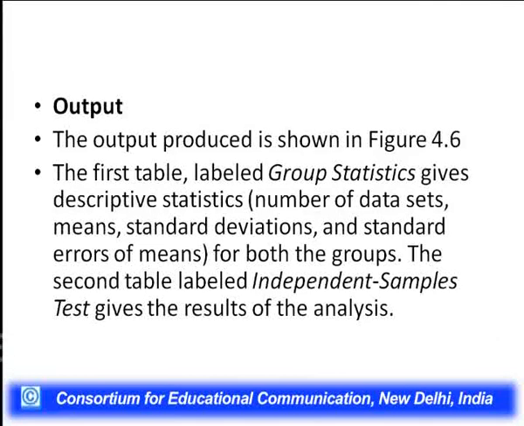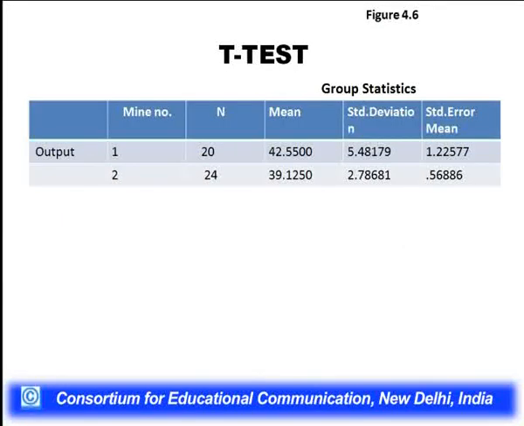Now coming to the output, which is the most significant to analyze and explain. The output is produced in figure 4.6, which we will be showing you shortly. The first table, labeled Group Statistics, gives the descriptive statistics, that is the number of data sets, means, standard deviations and standard errors of the means for both the groups. The second table, labeled Independent Samples Test, gives the results of the analysis. See the output which is mentioned on the screen.